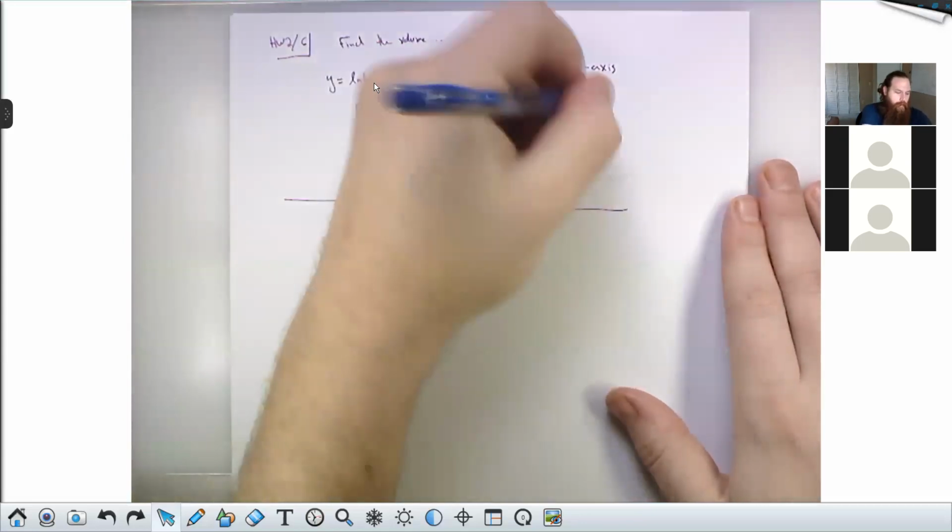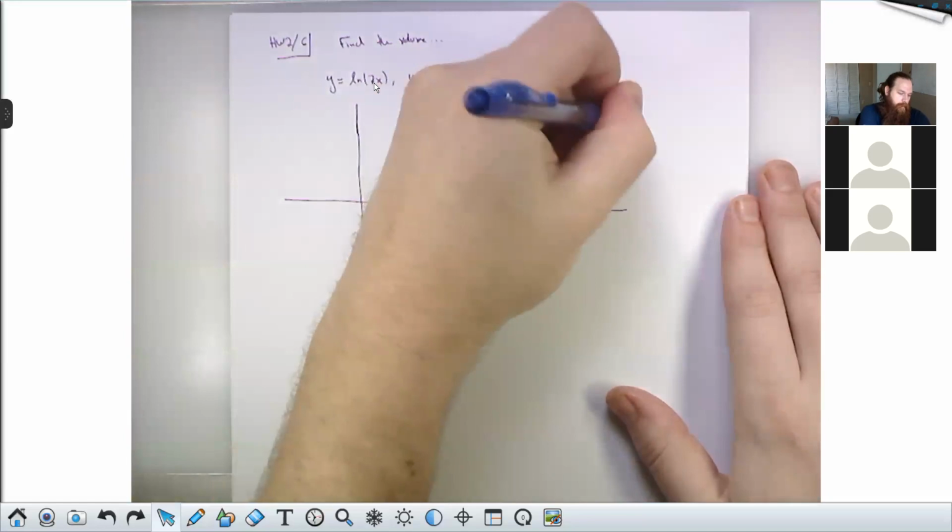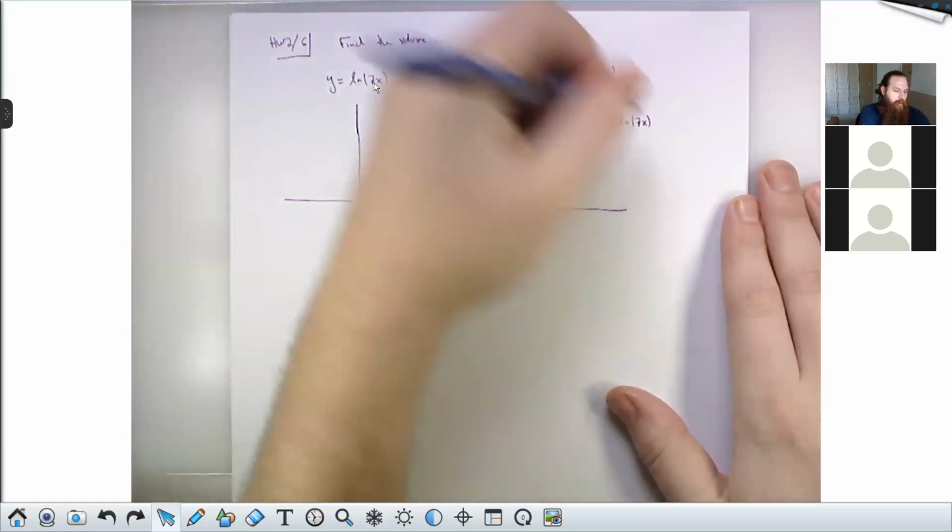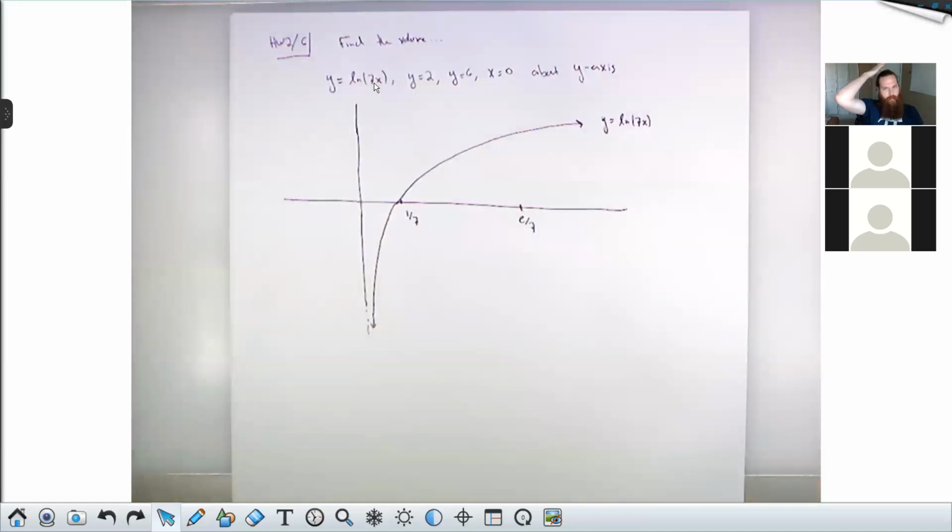Okay, so here's y equals ln of 7x. Another way you can think about how you get the graph of ln 7x from the graph of ln x is by compressing horizontally by a factor of 7, right? Because that's what multiplying on the inside by a constant does. It scales you horizontally.